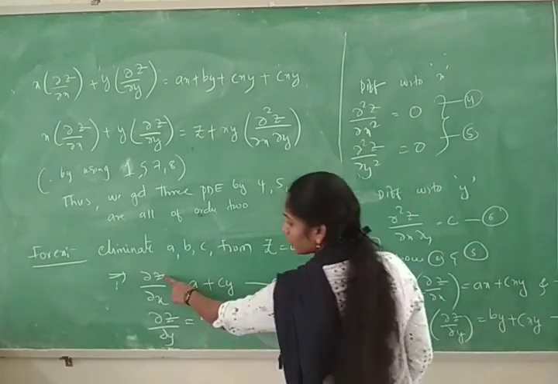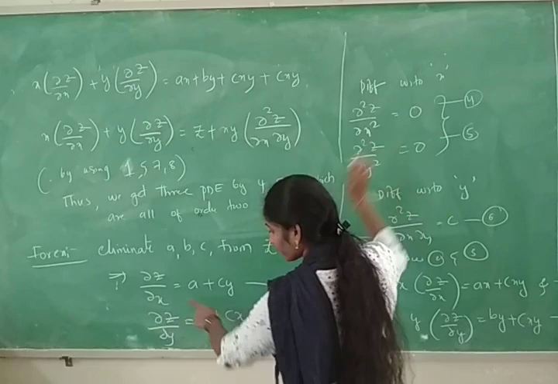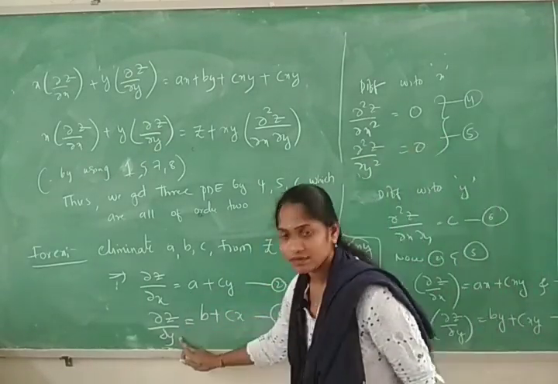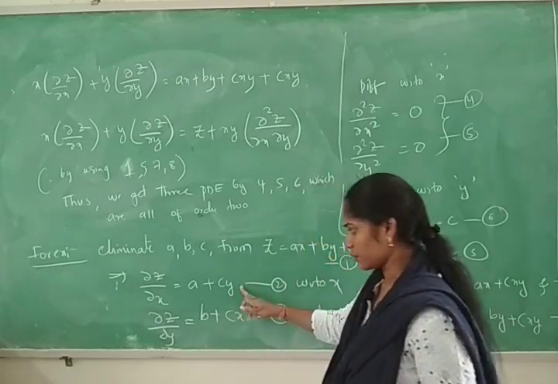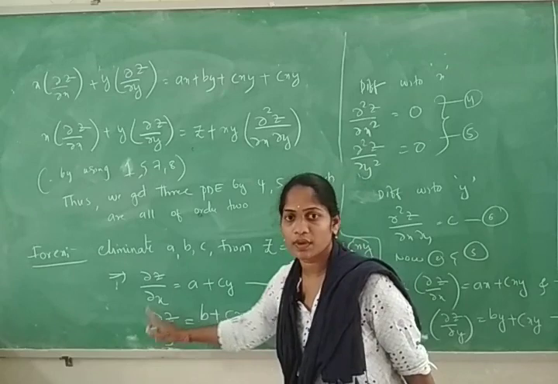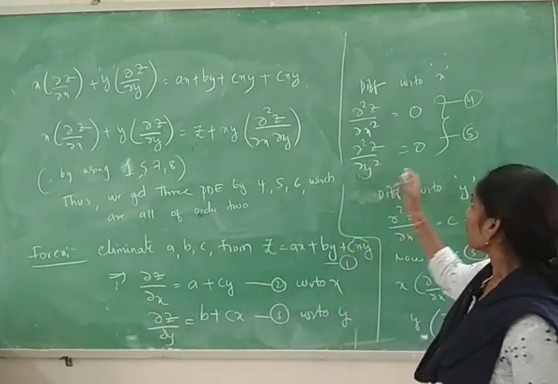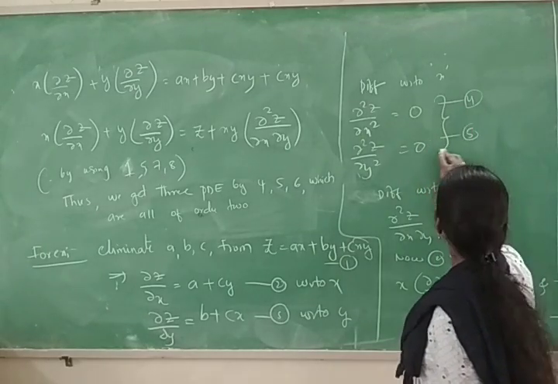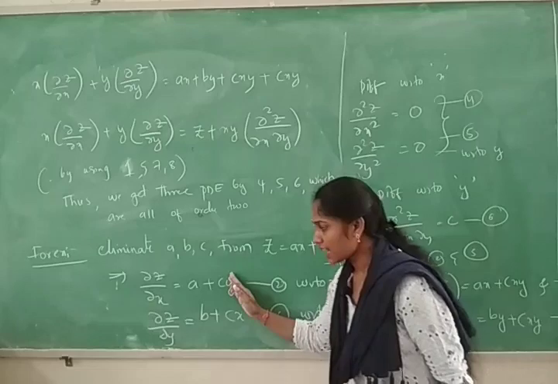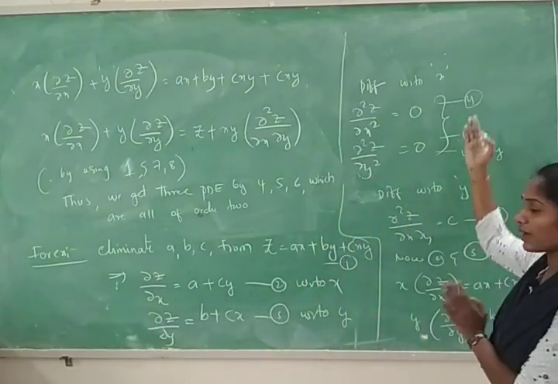See, dou z by dou x. So differentiate dou x by again square, there is no x term, so it becomes 0. Again with respect to y, with respect to y means dou square z by dou y square, no y term, it becomes 0. This is with respect to x and this is with respect to y.